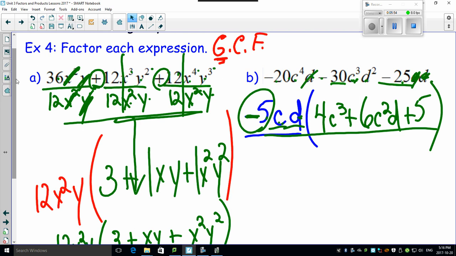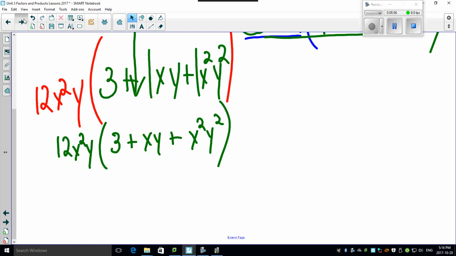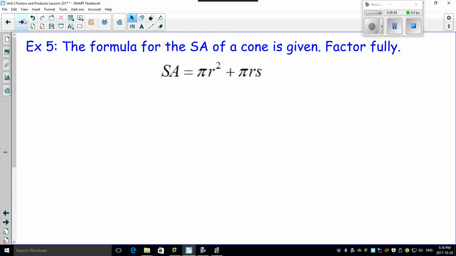So let's go to the next question, which is here. Look at this question. It says this is the formula for surface area of a cone, all right? And it says to factor it. Well, we always dealt with X's and Y's and all that other stuff. Well, look, you can actually deal with pi's. That's common. Look, you got 2 R's here and 1 R here. So you can take an R out.